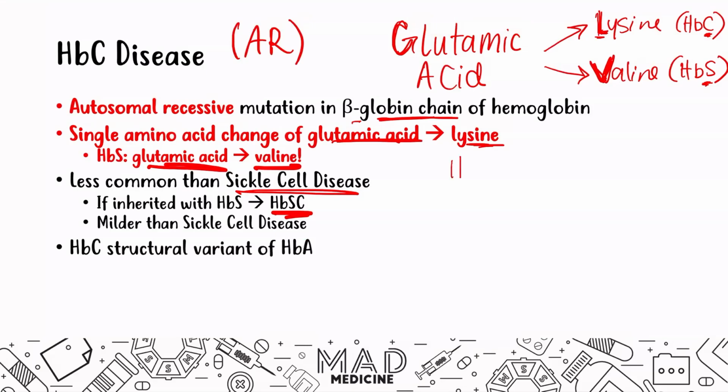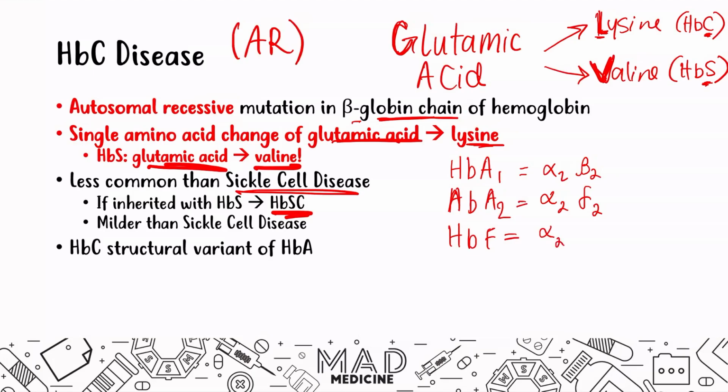You have several different types of hemoglobin. You have hemoglobin A1, which is going to be with 2 alpha chains, 2 beta chains, and hemoglobin A2 is going to be with 2 alpha chains, 2 delta chains. Hemoglobin F is going to be the fetal hemoglobin with 2 alpha chains and 2 gamma chains.